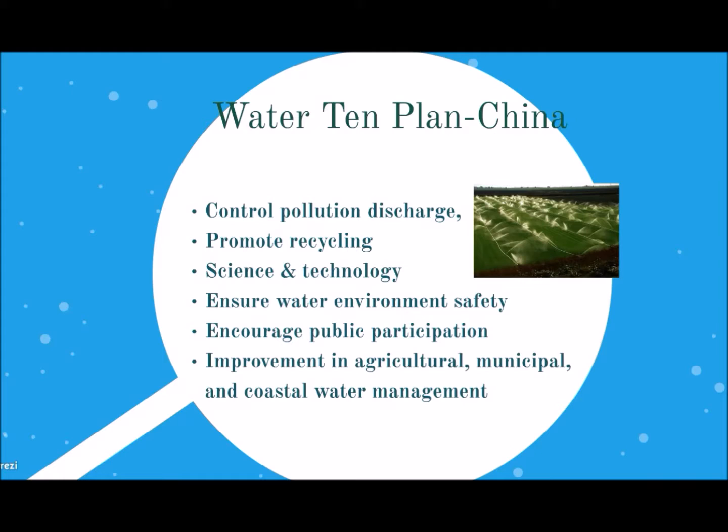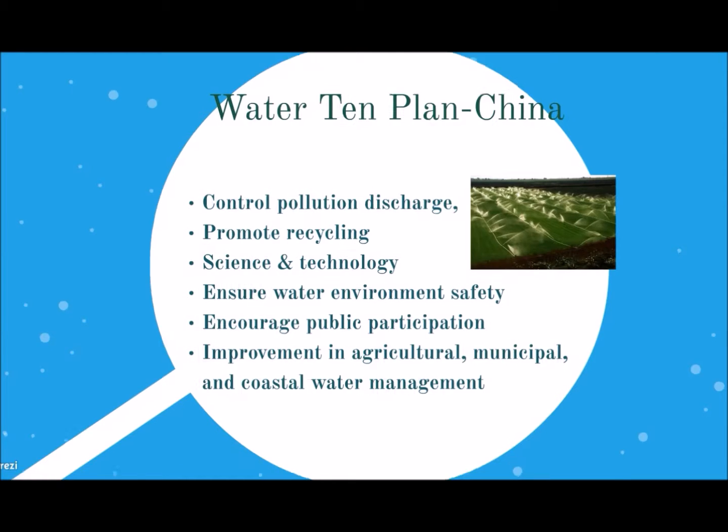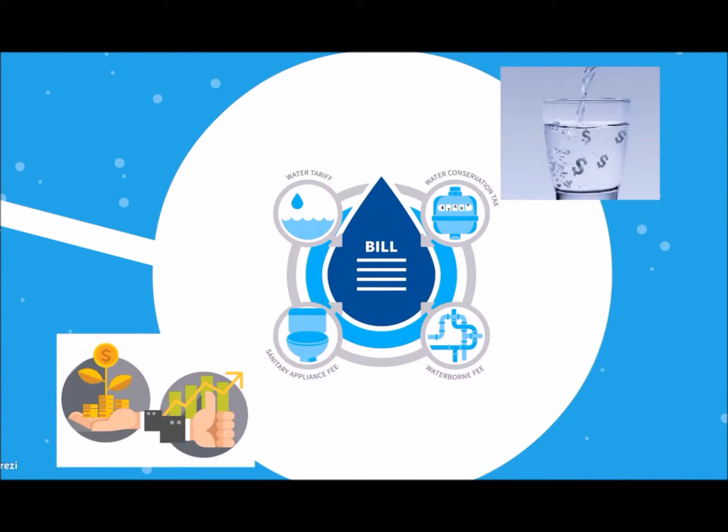The plan also covers pollution control, water efficiency improvement in agriculture, municipal water use, coastal water management, and overall ecological environment protection. It uses a combination of water efficiency targets and market mechanisms such as water tariff reform, revised water fees, credit financing, and environment performance and eco-compensation.